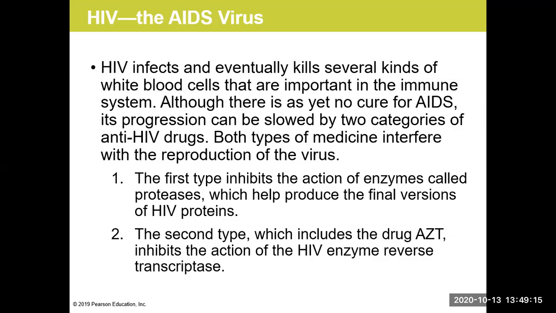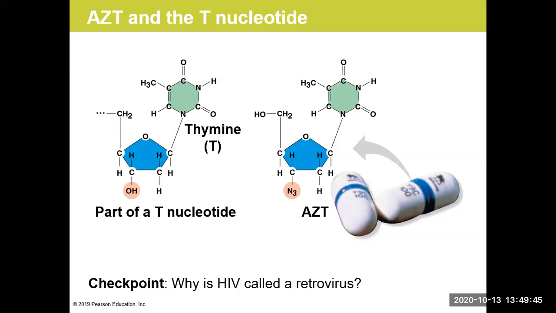We only have medicines that can slow down the progression, and there are 2 categories, 2 groups of therapeutics that are being used. The first type of medication inhibits the action of enzymes called proteases, which help produce the final versions of the HIV protein. The second category of medicine, which includes the most commonly known AZT, stops the action of the HIV enzyme reverse transcriptase. This is the AZT drug and the T nucleotide.